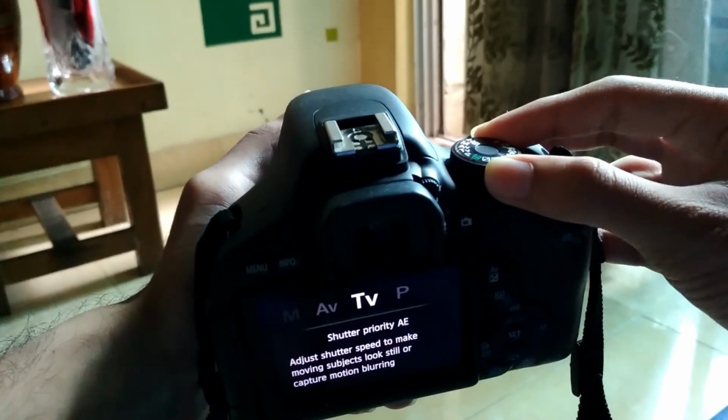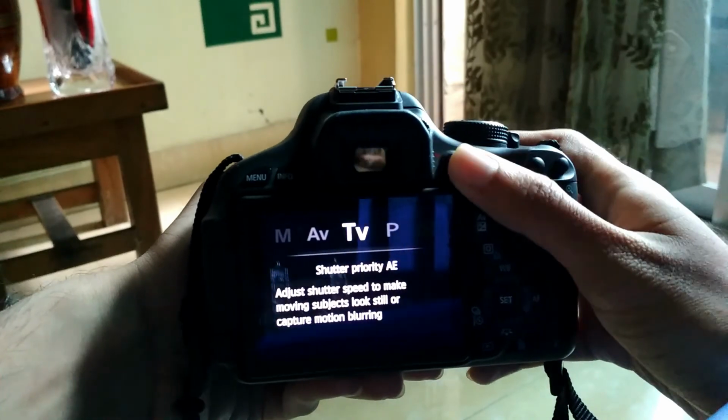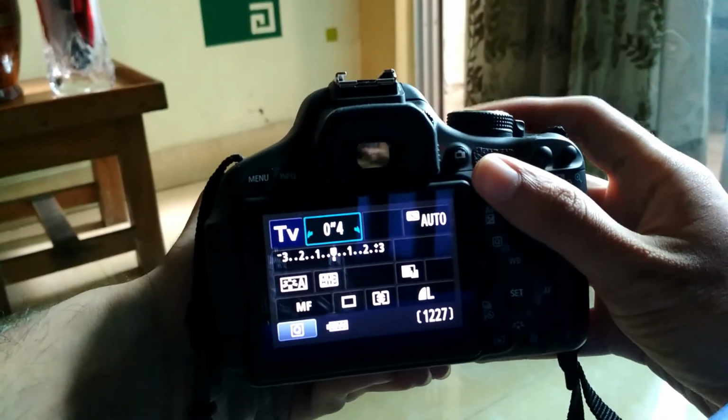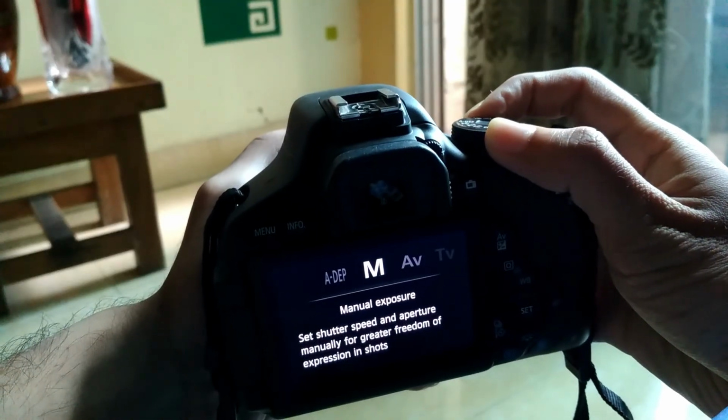Head over to shutter priority mode from the toggle or the manual mode and experiment with the other settings like aperture, ISO, etc. Or check the links in the description below to learn more about those.